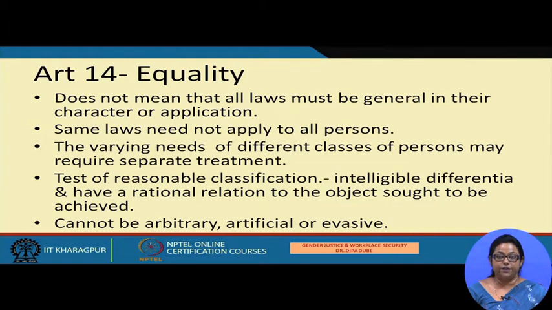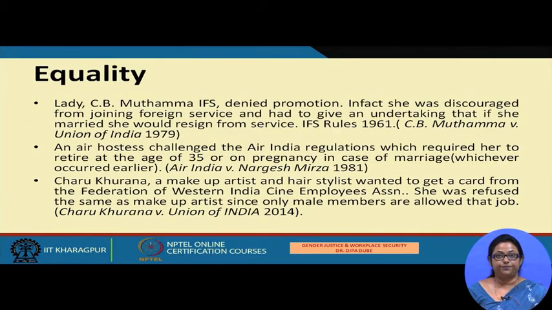So, if a classification is made, just for example, or one which is a popular example, on the color of hair, that would be taken more as an arbitrary classification. People with black hair and people with brown hair, that cannot be the basis of a classification. However, if the classification is based on sound reasons and there is an object sought to be achieved by way of the classification, that is permissible within the contours of equality as laid down under the Indian constitutional framework.